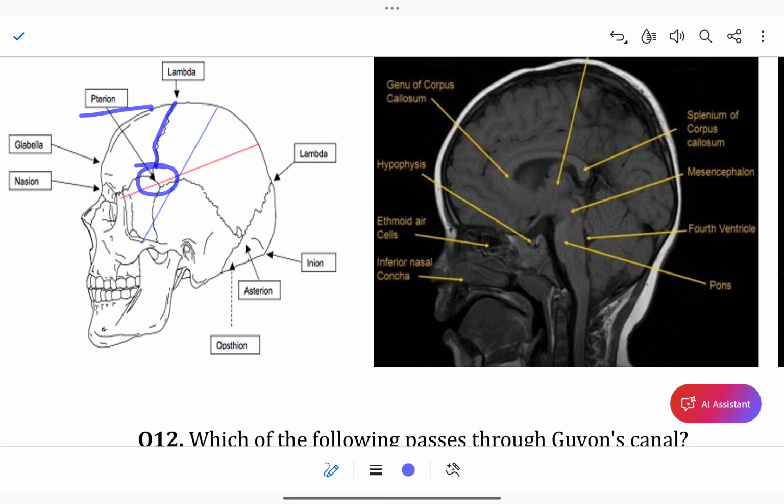This is lambda, the lambdoid suture. This is glabella. Nasion. Asterion. This is also lambda. This is the opisthion. This is inion.